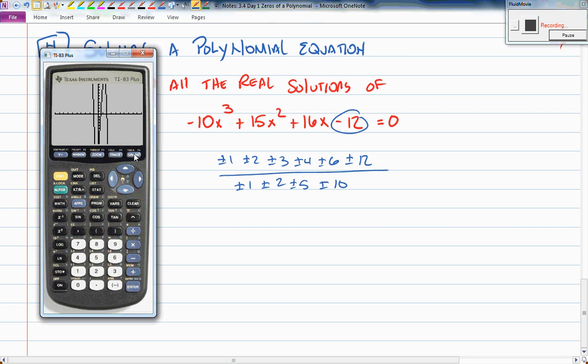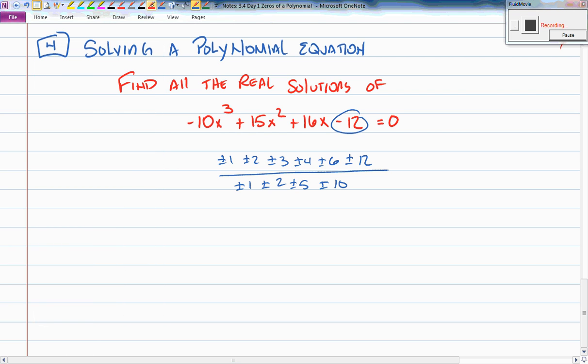All right, looks like I've got some options here. And it looks like 2 is a 0. So if I go over and zoom in just a little bit, yep, 2 is definitely a 0 right there. And 2 is in my list, so I'm going to go ahead and start with 2. I'm going to check that 2 is a 0 using synthetic division.